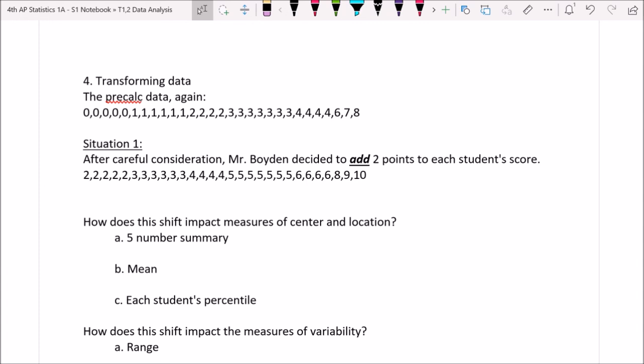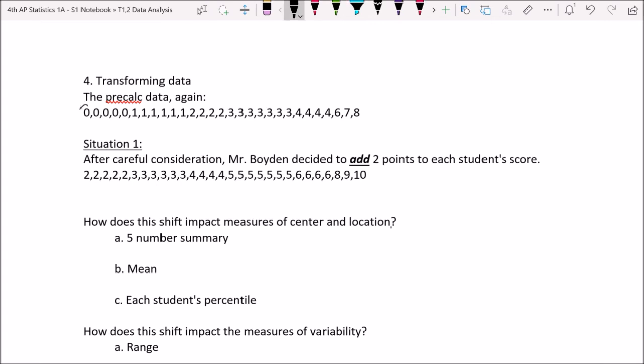The zeros became 2s, the 8 became a 10, and all the numbers in between were all shifted up by 2. So here's the question: how does this shift impact measures of center and of location? So we have things here like the 5-number summary.